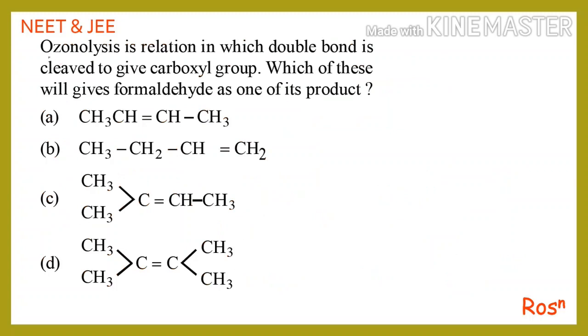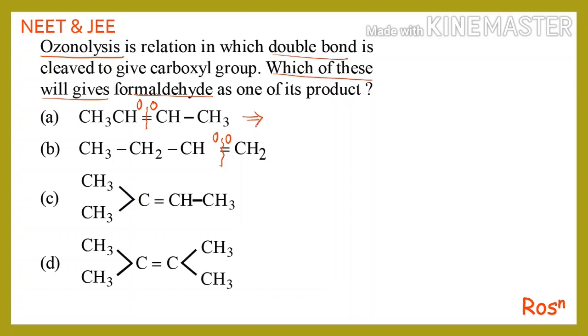See the next question. Ozonolysis of the double bond, and which of these will give formaldehyde? Okay. Now how will you determine the ozonolysis product? Very easy. Just divide the double bond and join two O's.